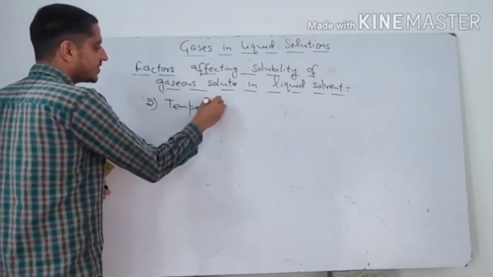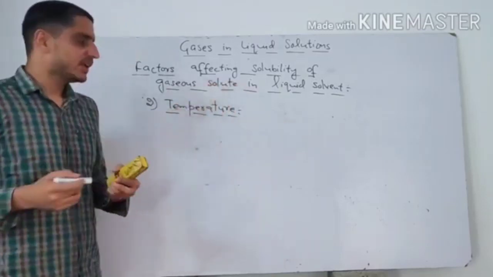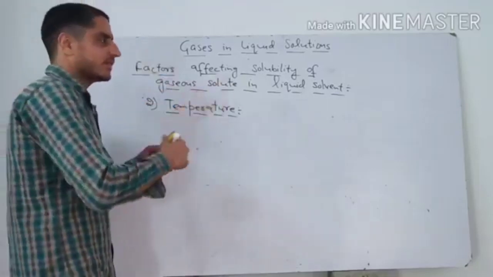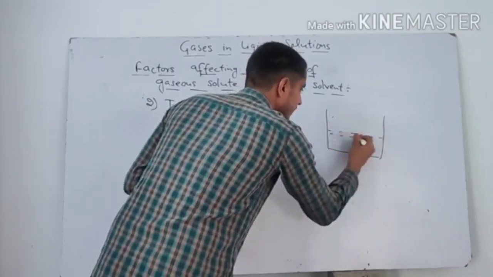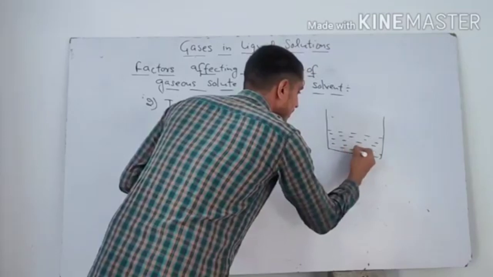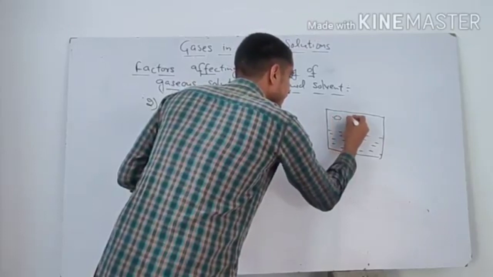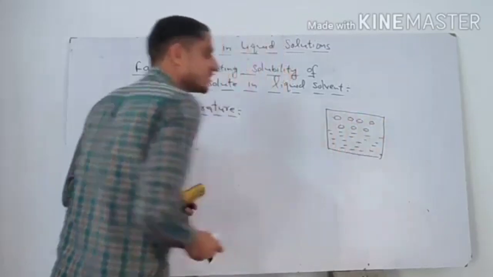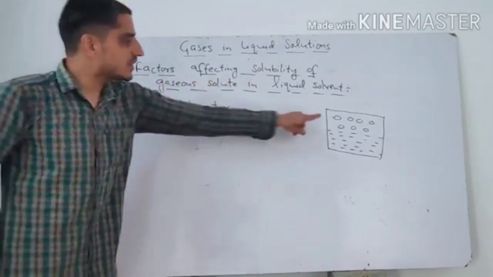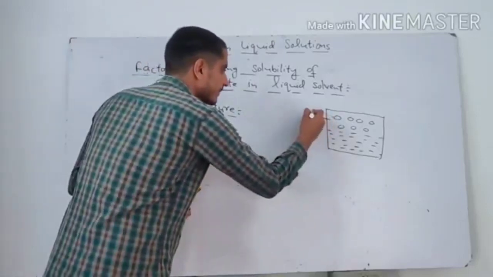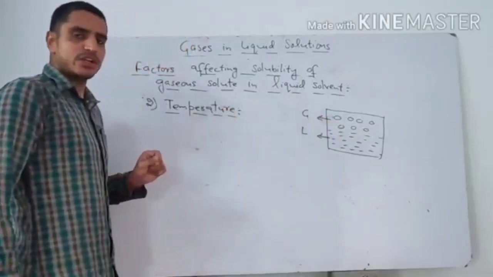Okay. So temperature also affects the solubility of a gas in liquid. Getting the point? Solubility of a gas in liquid means, I will explain. For example, this is liquid and these are gaseous molecules. We have to dissolve these gaseous molecules in this water or in this liquid.